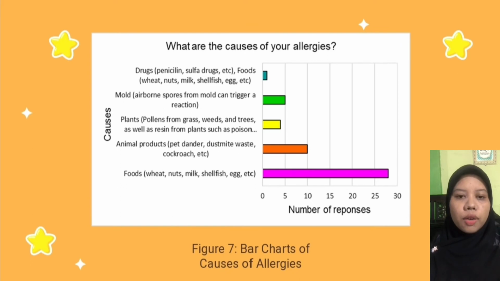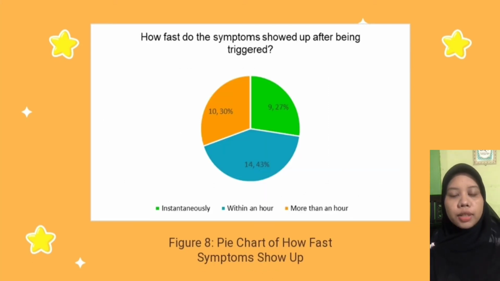Next is the bar chart of causes of allergies. What causes students' allergy is, for example, drugs, molds, plants, animal products, and foods. The highest number of responses for cause of allergy is foods. Next is the pie chart of how fast symptoms show up.